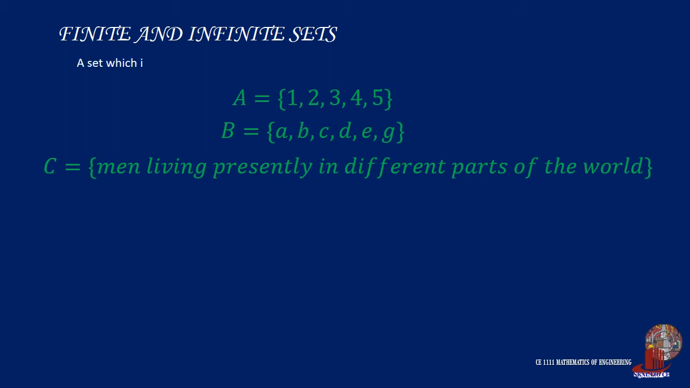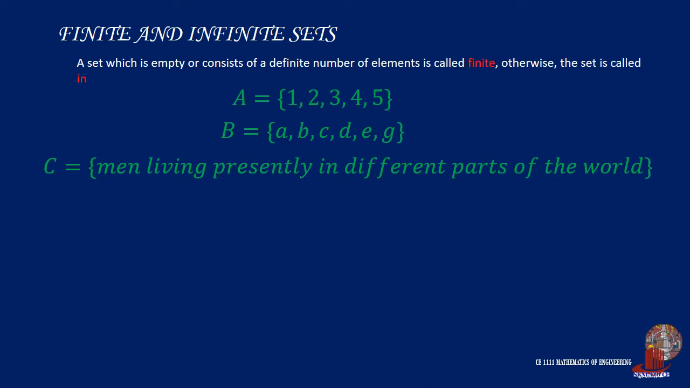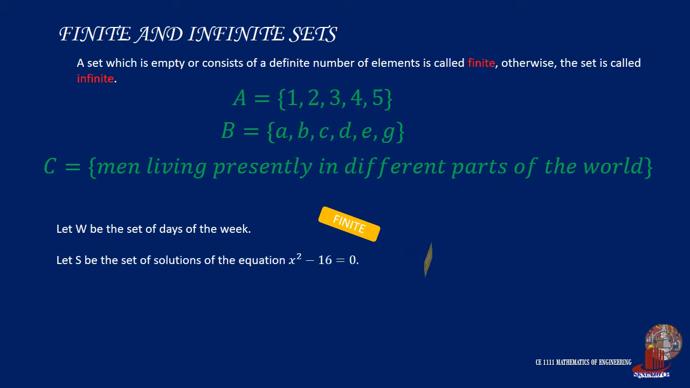A set which is empty or consists of a definite number of elements is called finite, otherwise the set is called infinite. Consider some examples. Let W be the set of days of the week, then W is finite. Let S be the set of solutions of the equation x squared less 16 is equal to 0, then S is again finite. Let G be the set of points on a line, then this time G is infinite.